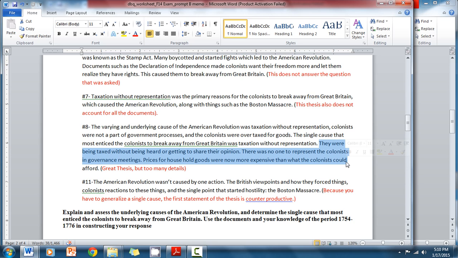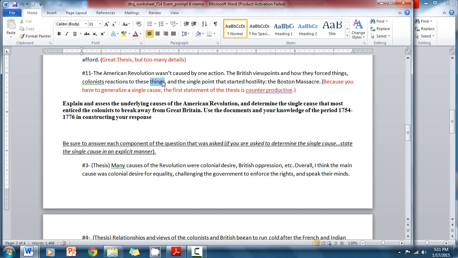All of this here is just kind of babble. They were being taxed without being heard or getting to share their opinion. That is way too specific. That needs to be in a body paragraph when you are defending your claim. This should not be in a thesis. There was no one to represent the colonists in governance meetings. You've already said that in the thesis, so this is not adding any more value to your statement. Prices for household goods were now more expensive. Okay, that is also way too detailed. So all of this you need to just take out. So, great job though. Really good job.